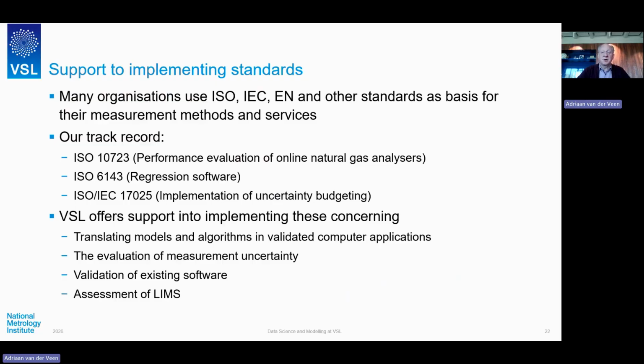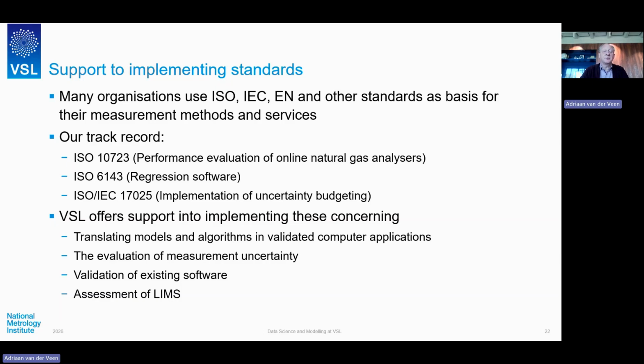We also provide support to implementing standards. We, of course, also use quite a few ISO, IEC, and/or EN standards for our own activities. We have also done that for other organizations, for example, for ISO 10723, the performance evaluation of online natural gas analyzers, ISO 6143, regression software, and we have helped many organizations with their uncertainty budgets as required by ISO 17025.